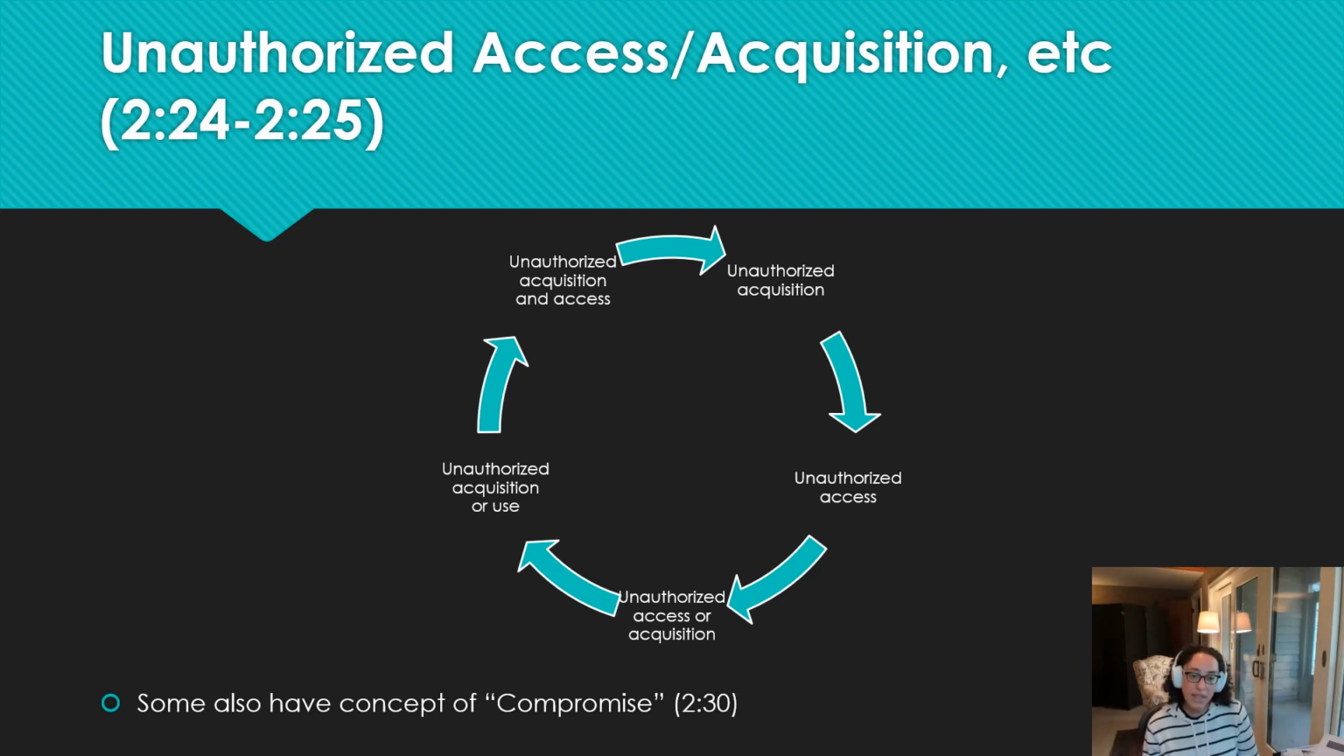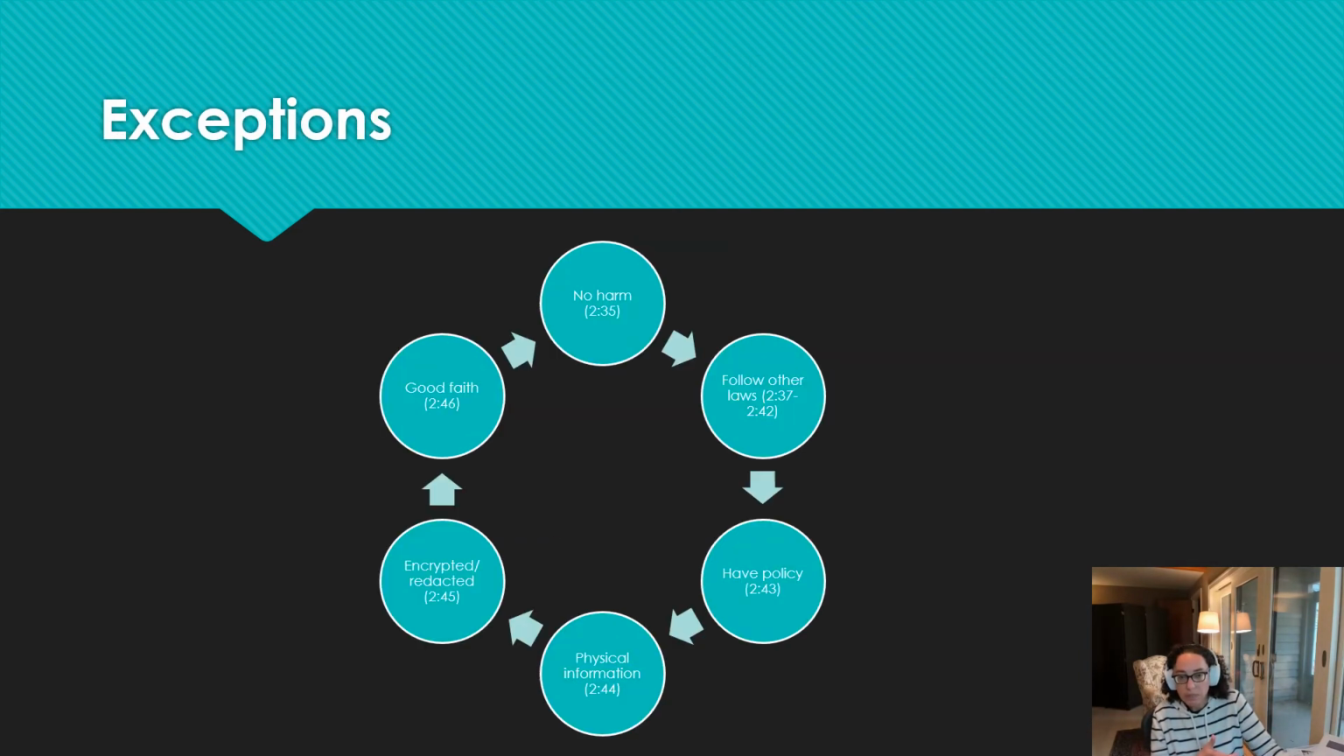Some of the states in Chapter 230 also have this concept of compromise. So not just whether someone who wasn't supposed to look at it did so, but whether the information itself was compromised. Keep that separate from the GDPR concept. That's a US concept. Under GDPR, the question is whether there was risk of harm to the individual.